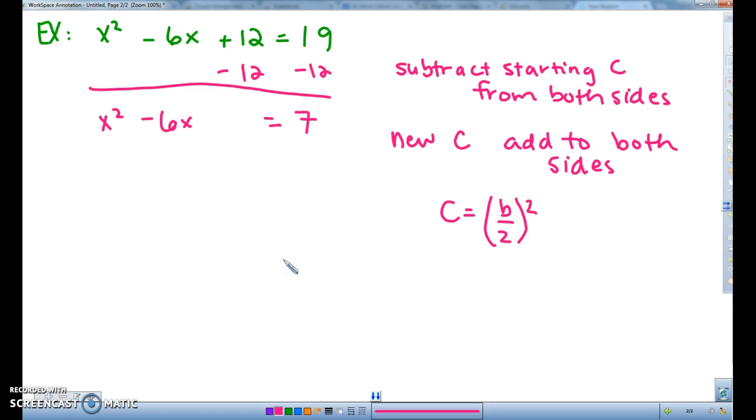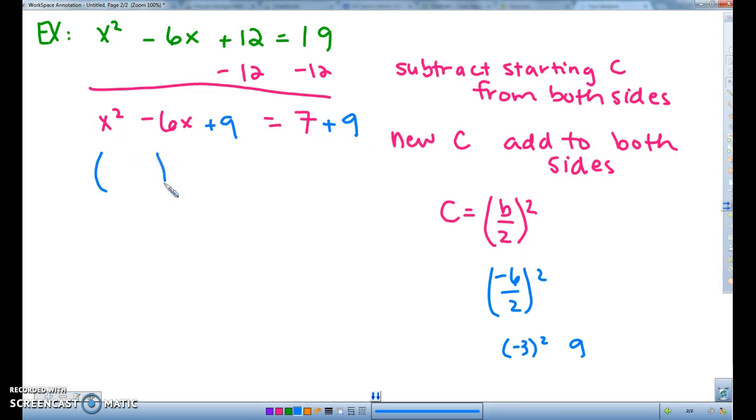squared. Okay? So I'm going to look at my equation. I'm going to say b is negative 6. So I'm going to do negative 6 over 2 squared. So that's negative 3 squared, which is 9. So I'm going to do plus 9 on both sides. Okay?